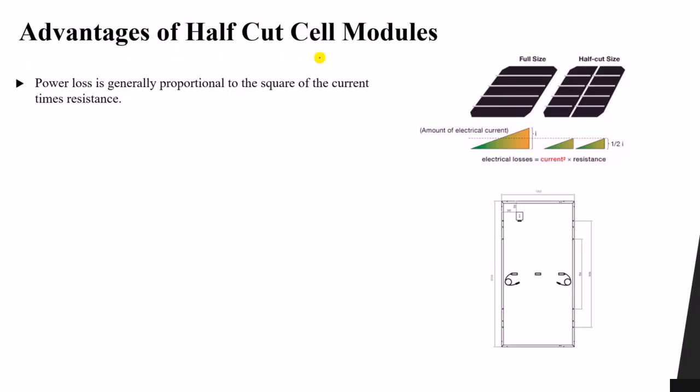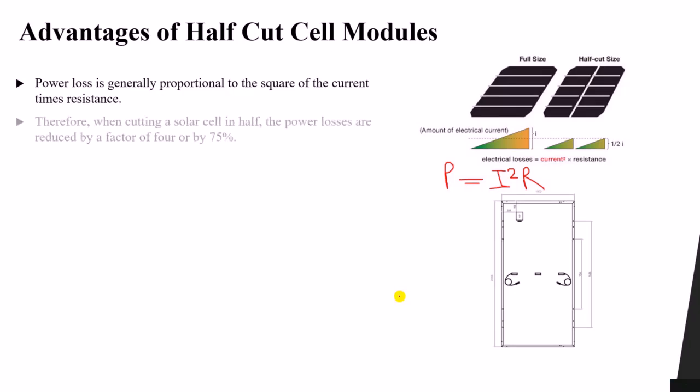Number one, as you know, the power losses in any electric circuit are directly proportional to the square of the current multiplied by the resistance. As you know, the electrical losses equal current squared multiplied by resistance, or P equals I squared R. Therefore, when cutting a solar cell in half, the power losses are reduced by a factor of 4, or by 75%. Now, why is this?